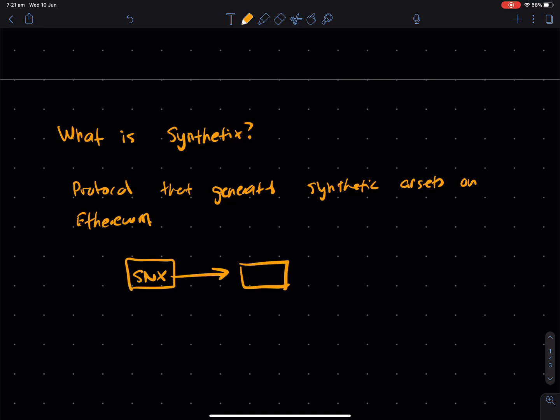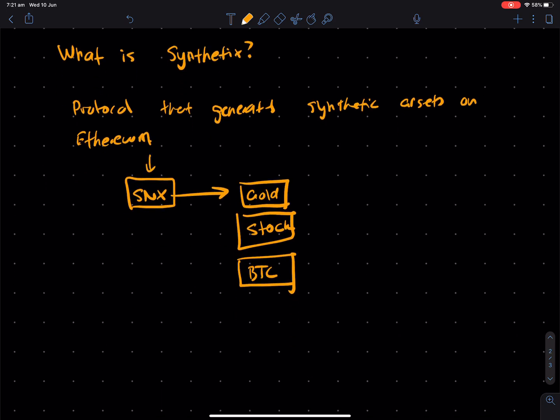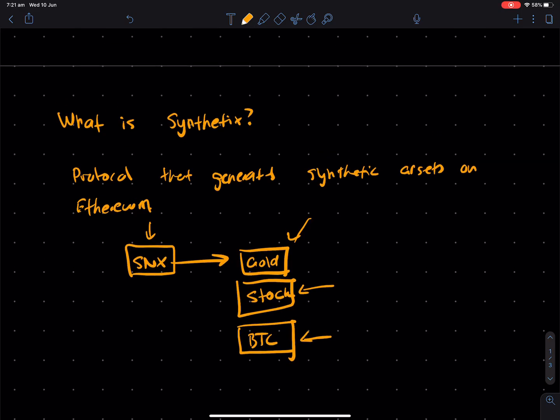So what that means is that using their native SNX token, you can deposit it to get something completely different. So maybe it's gold, maybe it's a stock, maybe it's maybe even Bitcoin, for example, right? So you start off with this thing, and then you can get any one of these things. So that's the idea around Synthetix.